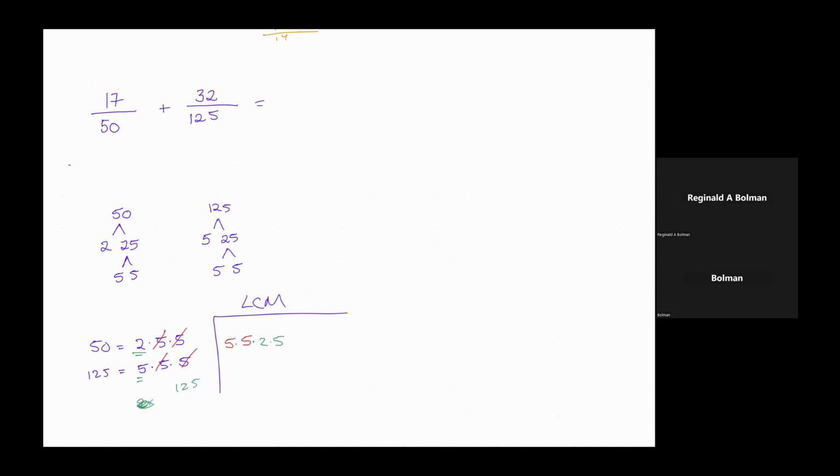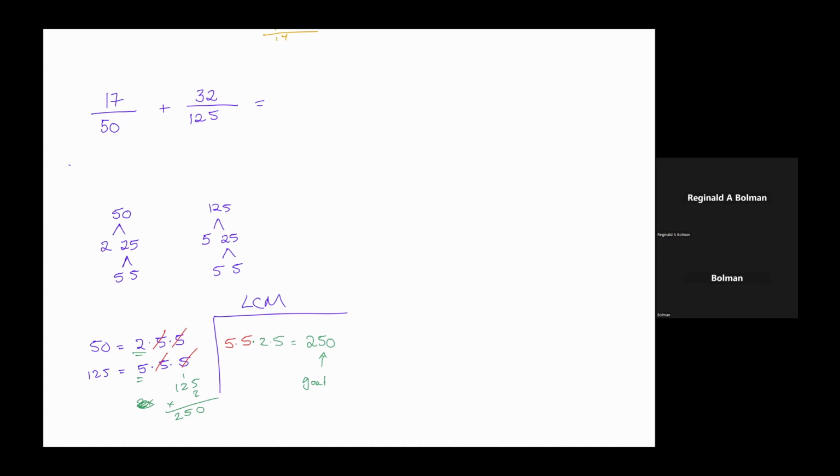2 times 5 gives you 10, carry the 1. 2 times 2 is 4, plus 1 gives you 5. 2 times 1 is 2. So you should find that 2 times 125 should give you 250. And I should have known that. This is our goal. And in fact, if we do everything correctly, this will be our common denominator.